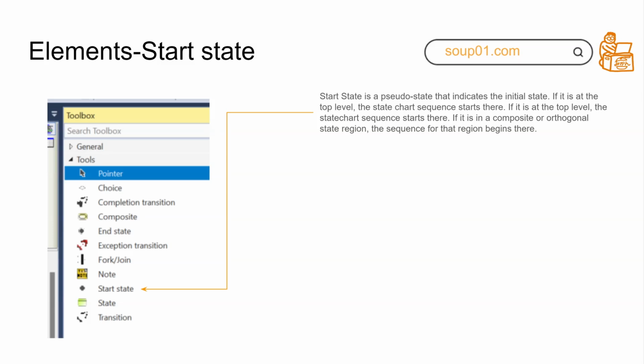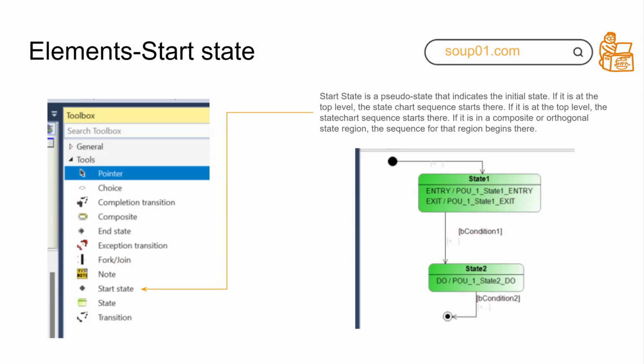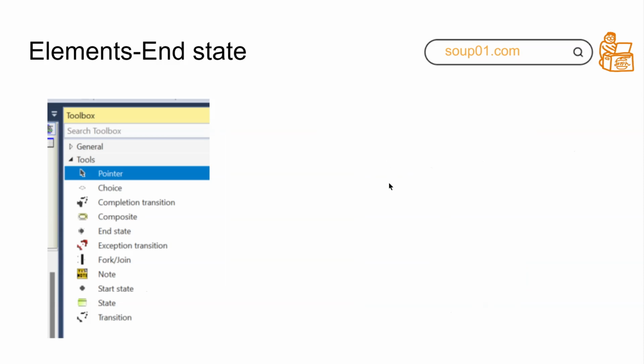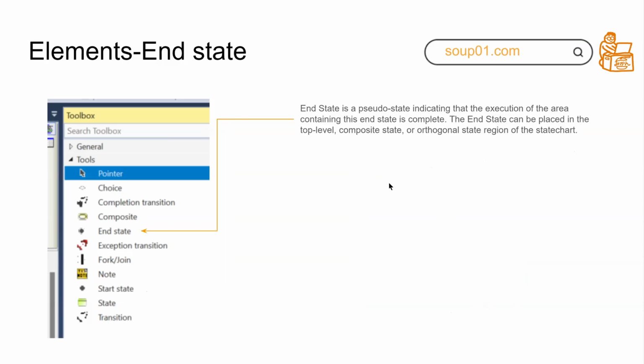So if it is a composite or in other status regions, the sequence for this region will start from there. So here's an example. You see where our start status is, in this black circle, and then we have an end status. The end status shows you that the execution of the area containing the end status is complete.